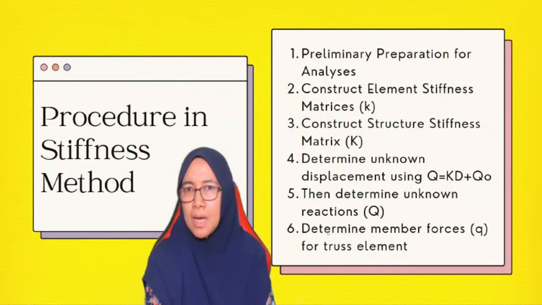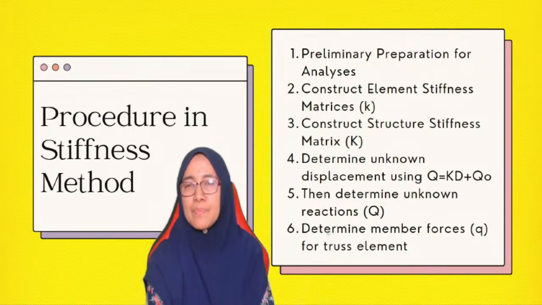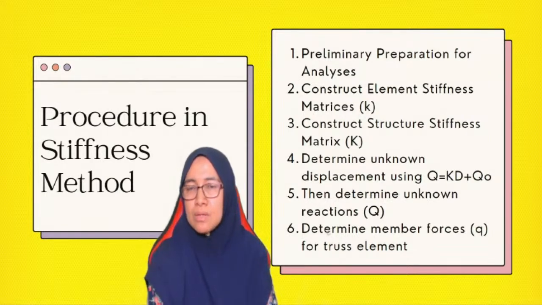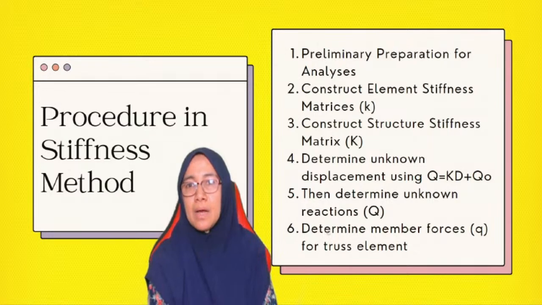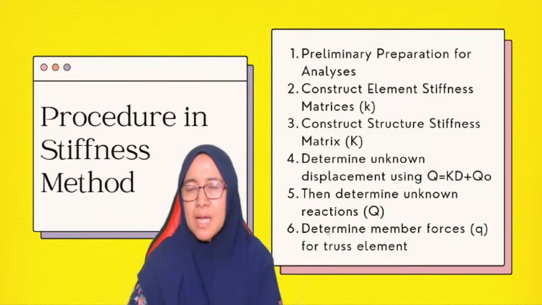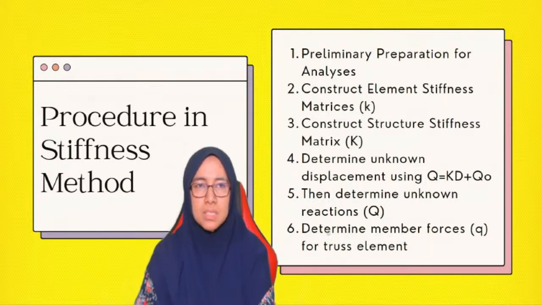We have to do preliminary preparation for analysis. There are some important things that you need to understand, including degree of freedom. After that, we establish the element stiffness matrices k, small letter k, and then the structure stiffness matrix, capital letter K. And then the stiffness equation, Q is equal to KD. Then we determine the unknown displacement, unknown reaction, and member forces.